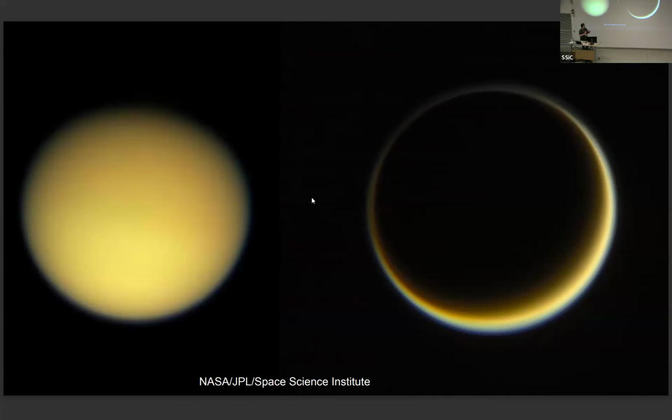However, we found that at near infrared wavelengths, specifically at wavelengths with methane absorption, this effect is really strong, so strong that Titan appears at some wavelengths over 10 times brighter at these high phase angles than it does at low phase angles.